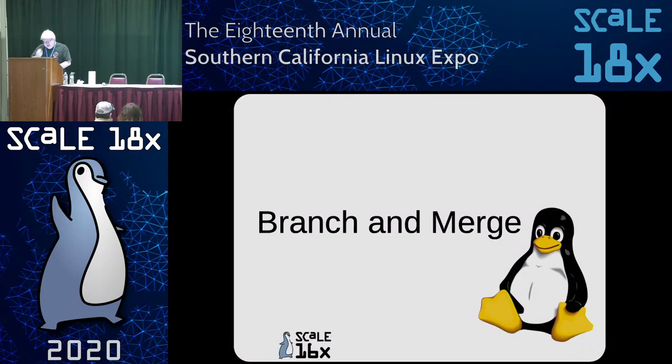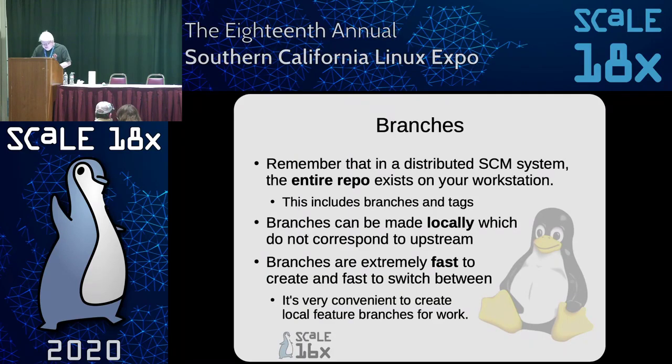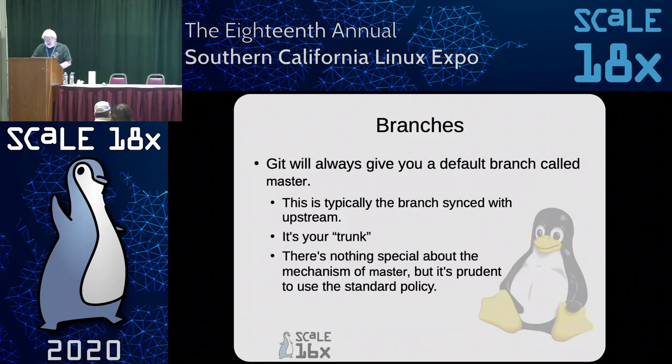Branches and merging. This is really important stuff. Remember that in a distributed SCM like Git, the entire repository exists on your workstation, which includes branches and tags. And that means you can make branches locally, which do not correspond to upstream. Branches are really, really fast to create and fast to switch between. Very convenient to create local feature branches where you can do work.